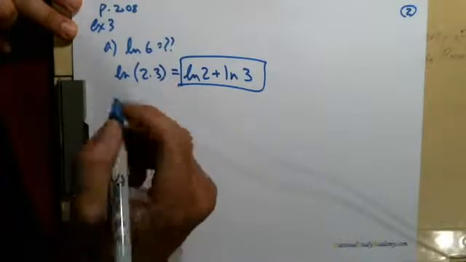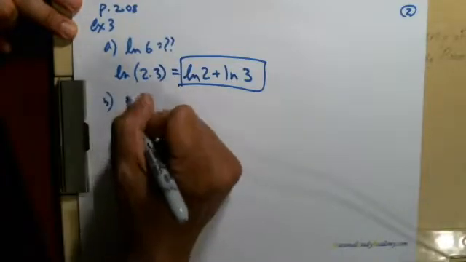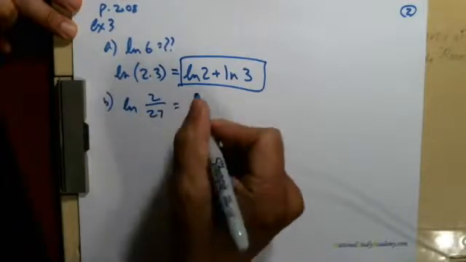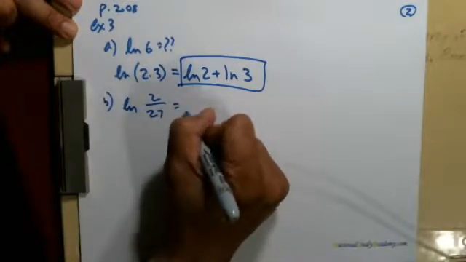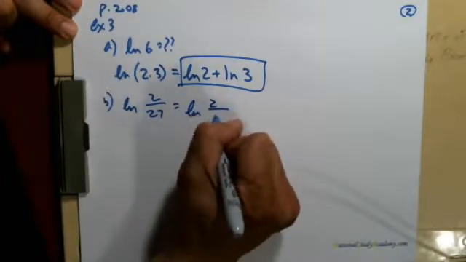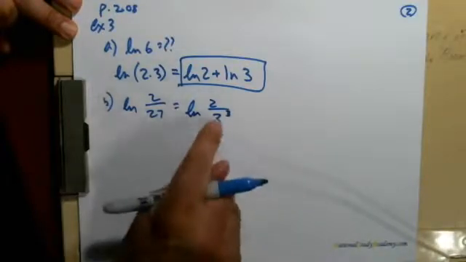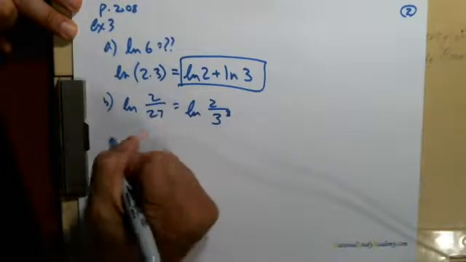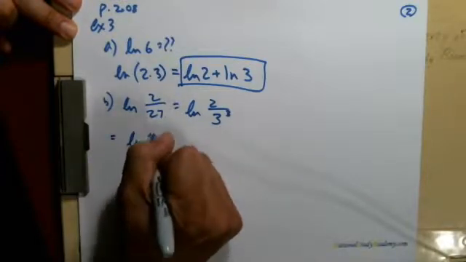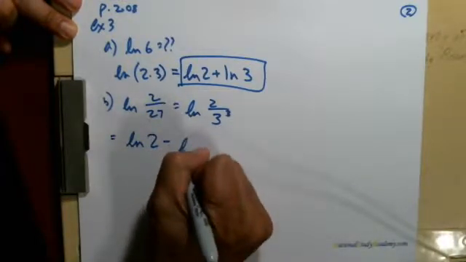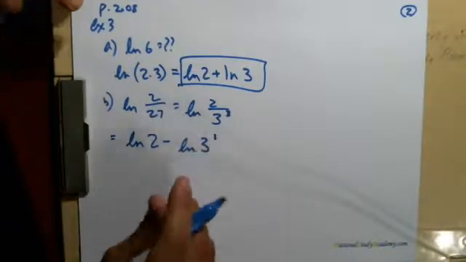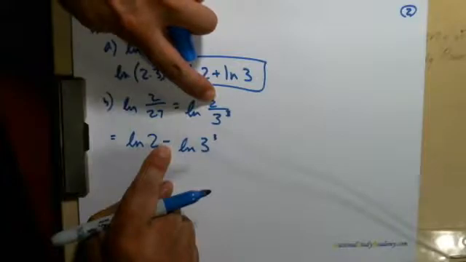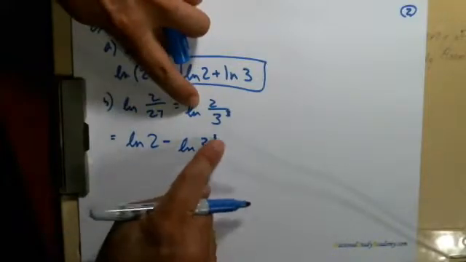Let's try part B. Natural log of 2 divided by 27. That's the same thing as natural log of 2 divided by 3 cubed. Notice that right there? 27 is 3 cubed. So that's a little tricky right there. That becomes natural log of 2 minus natural log of 3 cubed. Notice that the numerator is right here. Minus is a quotient. Natural log of 3 cubed.